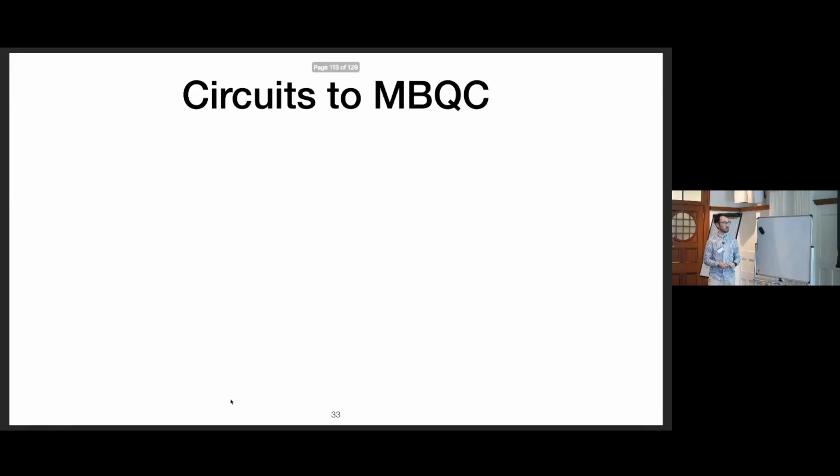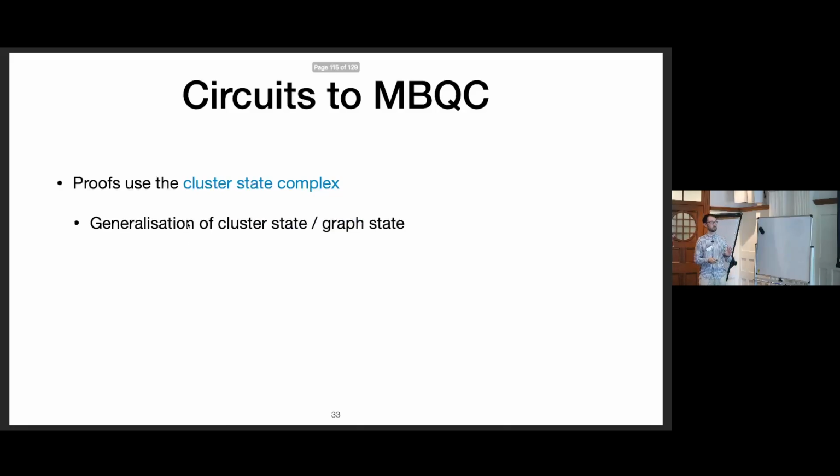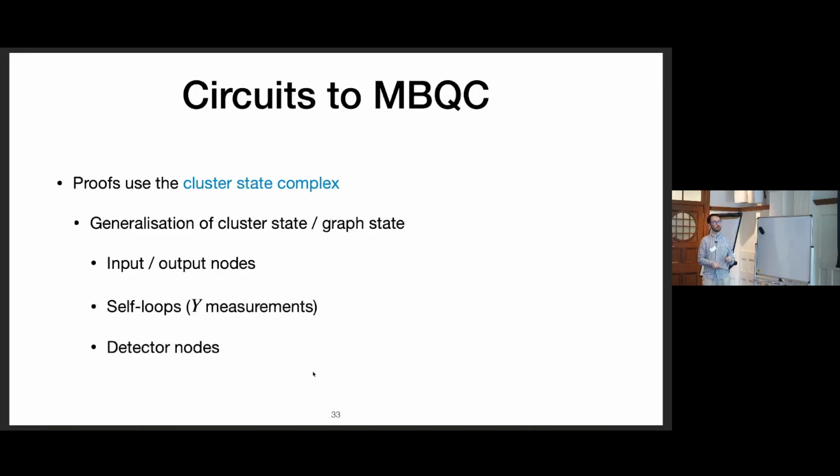The last thing I wanted to mention is that in the proofs we use a notion of a cluster state complex, which I won't define today, but I want to point it out if you're interested, as it's in the paper. It's a generalization of the cluster state where we have input and output nodes to capture, for example, if the code starts in a specific stabilizer group. We also allow for self loops, which allows for Y measurements, which we found useful. We can also include detector nodes in the cluster state. This is a nice representation that we use in some of these proofs.